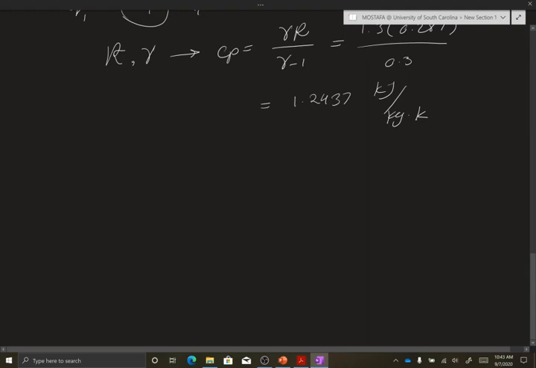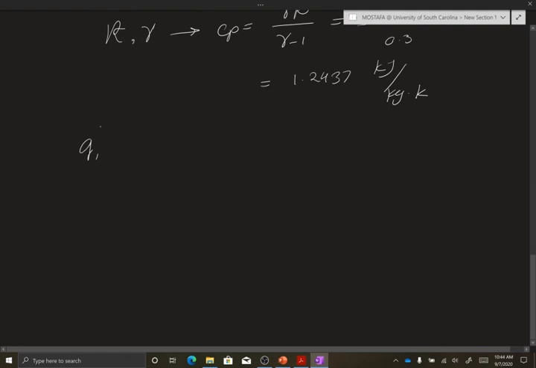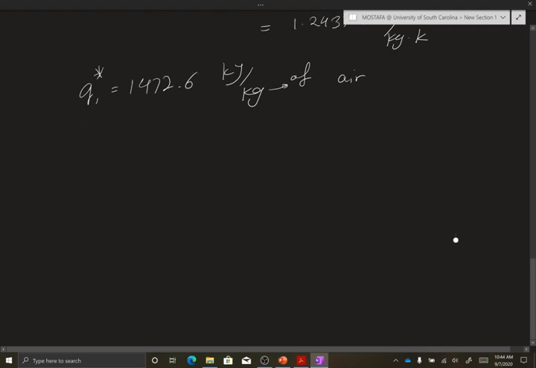Okay, and we have the delta T because we have the two temperatures. Your Q1 star can be calculated to be 1472.6 kilojoules per kilogram of air. So that's kilogram of air, not kilogram of fuel. Keep that in mind. We're neglecting the mass of the fuel.